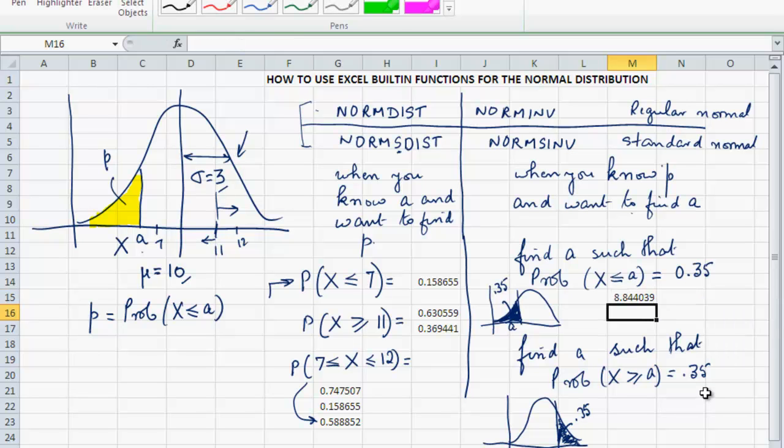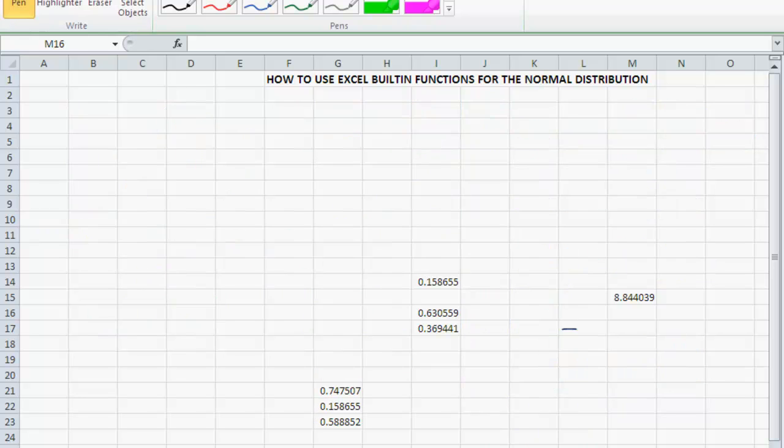So basically it says that the probability of x being less than or equal to 8.8 is 0.35. So the location on the x-axis would be 8.8. This is the location where you have to be.